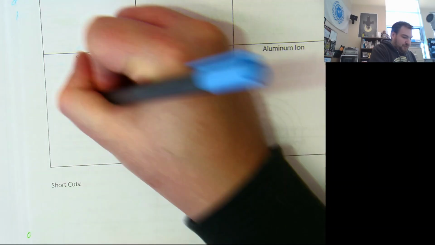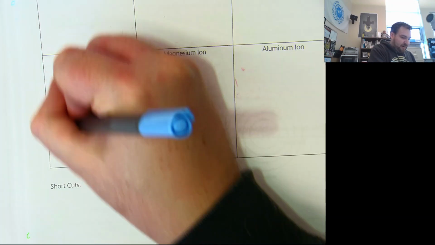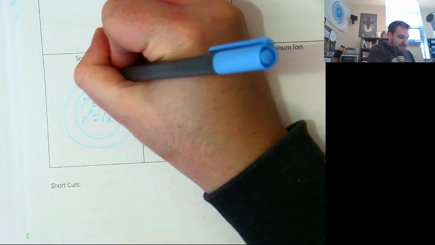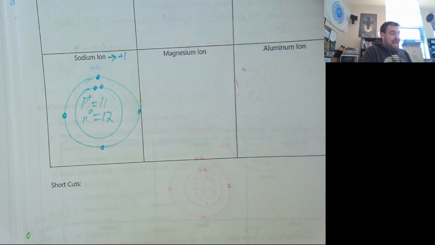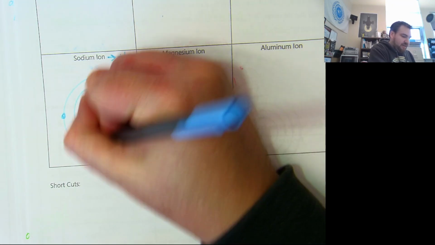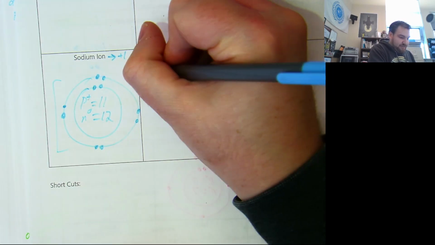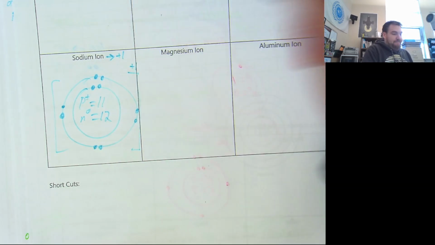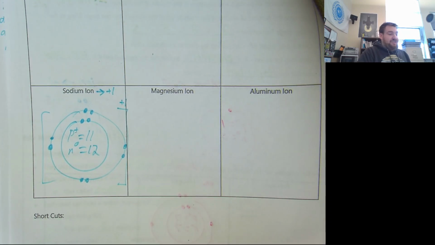So first ring can only hold 2. Second ring, there's 3, 4, 5, 6. And now I've got to start pairing. 7, 8, 9, 10. And we're done. You put the brackets, charge up top, and there's your ion. Comments, questions, concerns?